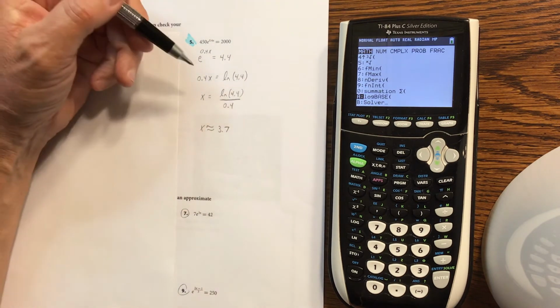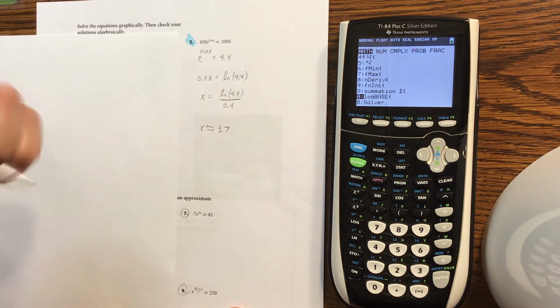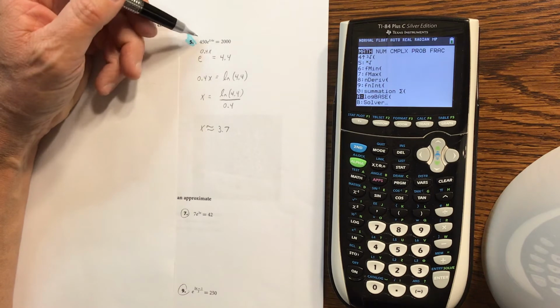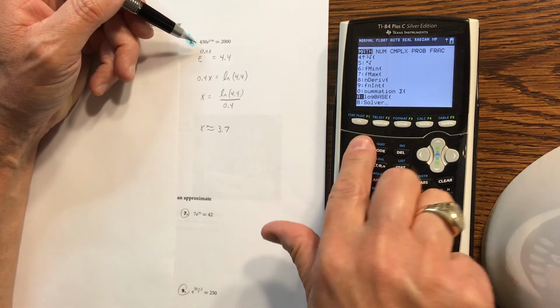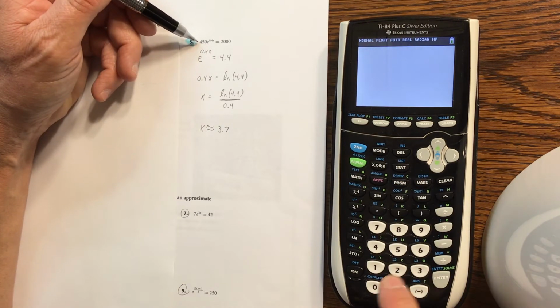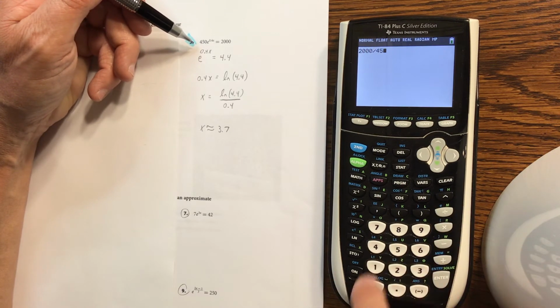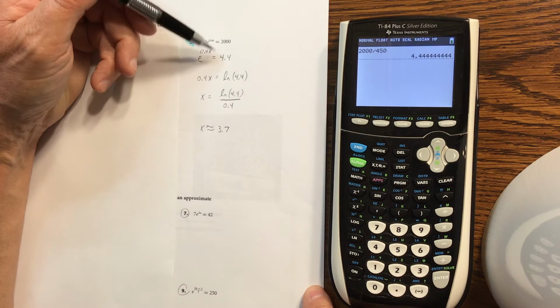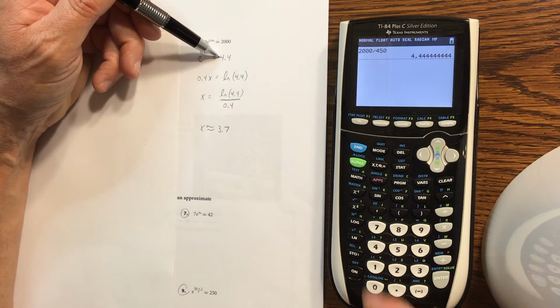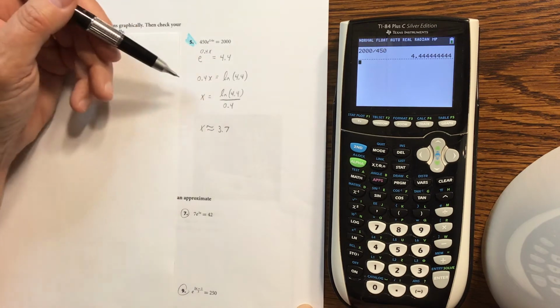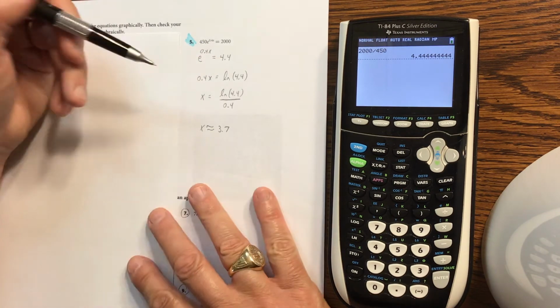When you do enough of these, it'll be very helpful, especially in the previous chapters, okay? So, first thing we're going to do is divide both sides by 450. So take 2,000 and divide it by 450. And that's where I got the 4.4. So I just rounded it to the nearest tenth. So remember that.